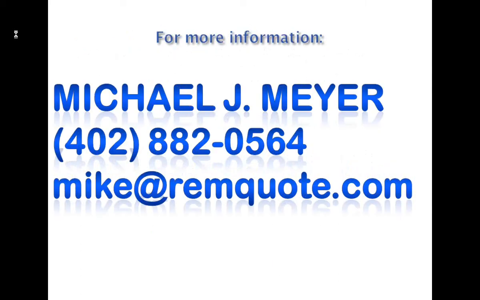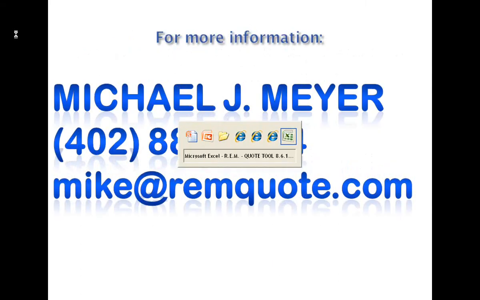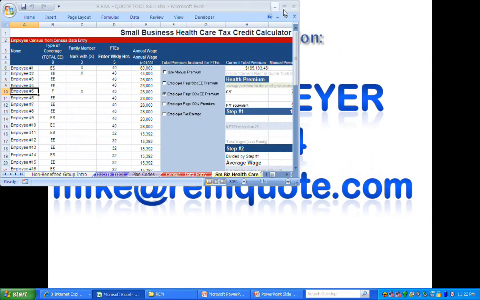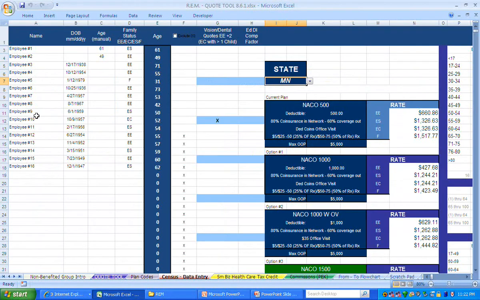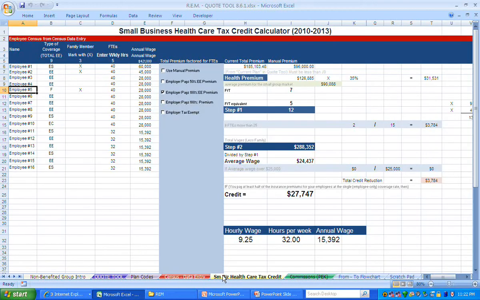One mouthful. All right, first thing to do is to open up the quoting tool itself, come to the red tab, which is the census data entry, and make sure that we have the appropriate census data in. We need a date of birth or an age, and we need family status. That's particularly germane to this because the correct premium amount will funnel through.